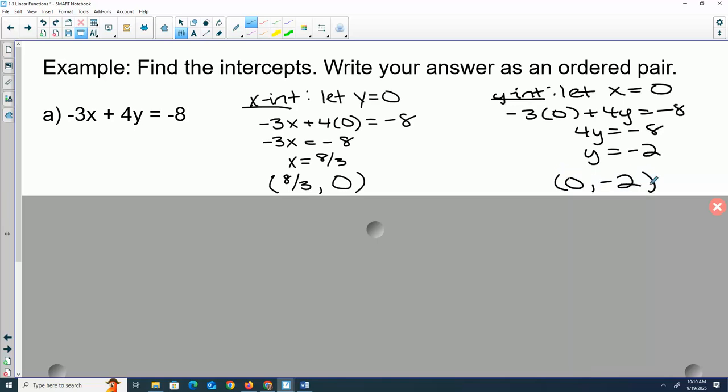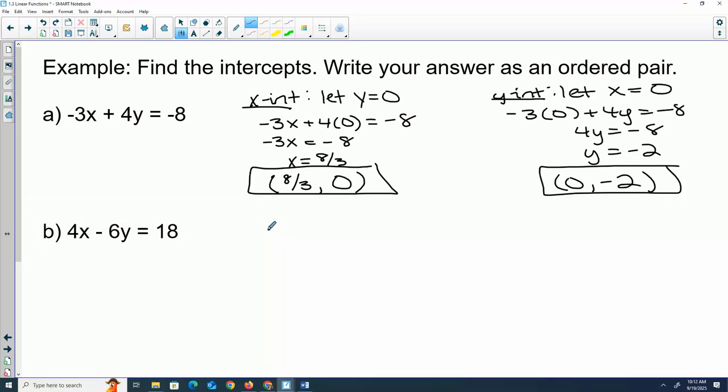Good. I always have people that try to write these as a single ordered pair. They find both and try to tell me the intercept is (8/3, -2). They're two separate points. The point where you hit the x-axis and the point where you hit the y-axis. All right, I want you guys to try one.